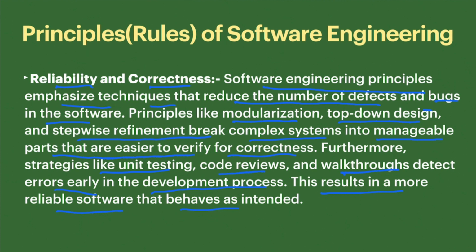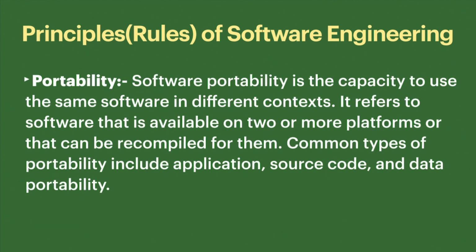If we are using techniques like modularization, top-down design and stepwise refinement, this type of process breaks the complete software into manageable parts that are easier to verify for correctness. If you are using all the principles of software engineering, strategies like unit testing, code review, and walkthrough detect errors in the early development process, so the result is more reliable software that behaves as intended. So the next rule you can say is portability.